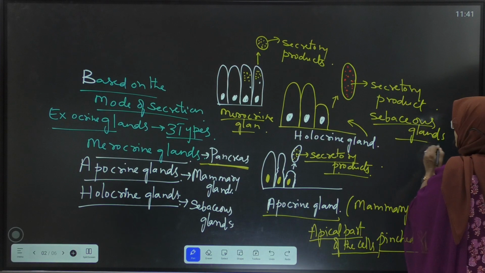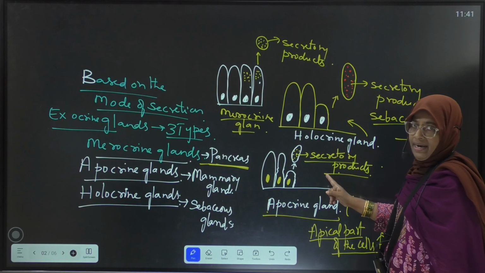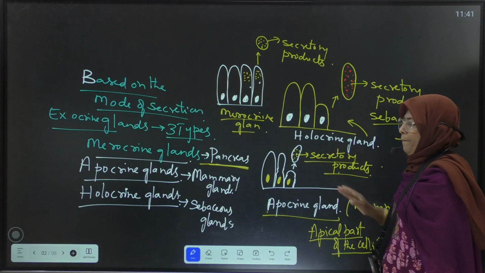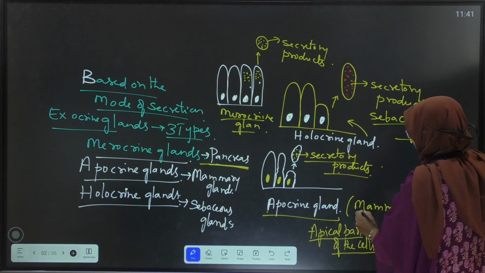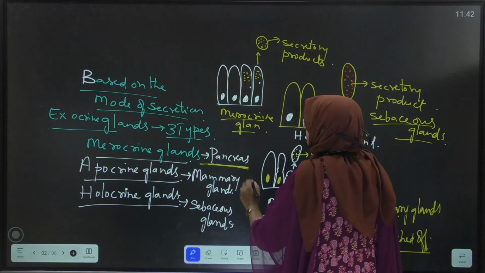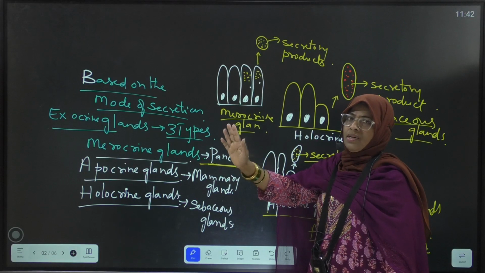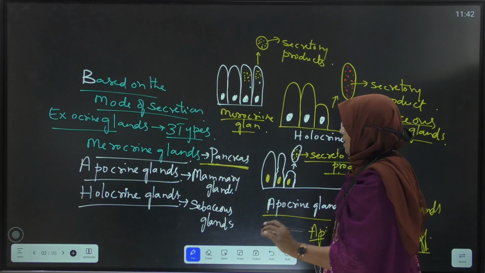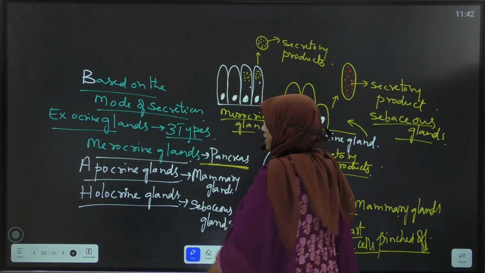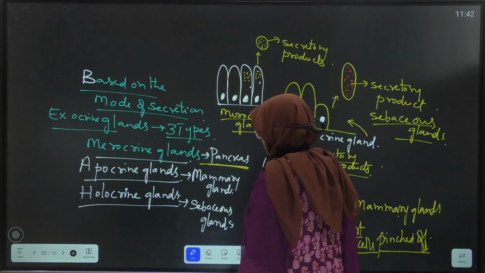Example is sebaceous glands. Okay, what is apocrine gland? During the release of secretory products, what happens? Apical part of the cell is pinched off. Example is mammary glands. Next, merocrine glands. Example is pancreas. During the release of secretory product, there is no loss to the cell. This is about the types of exocrine glands based on the mode of secretion.